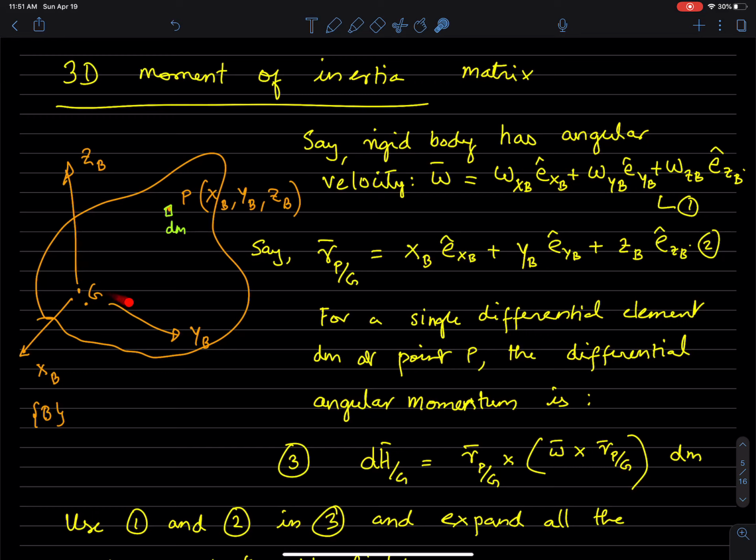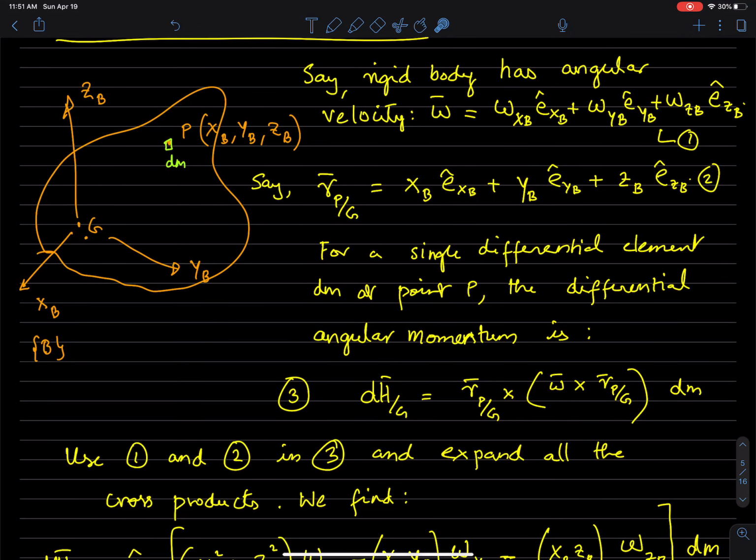We now consider a 3D rigid body. We have a body fixed frame here. It doesn't actually have to be a body fixed frame. The following derivation doesn't depend on this being a body fixed frame. So it's just some frame B, but we'll see that if it's a body fixed frame, things become simpler. It's just some frame B, and then we have some differential element, dm, with coordinates xb, yb, zb in that frame.